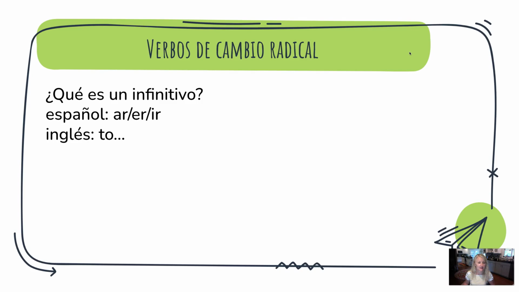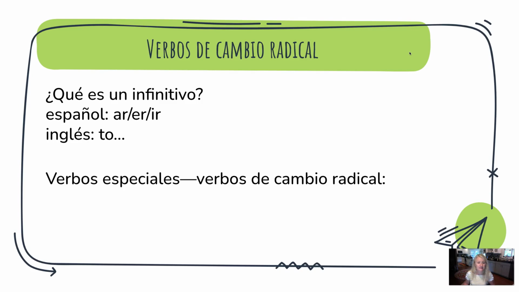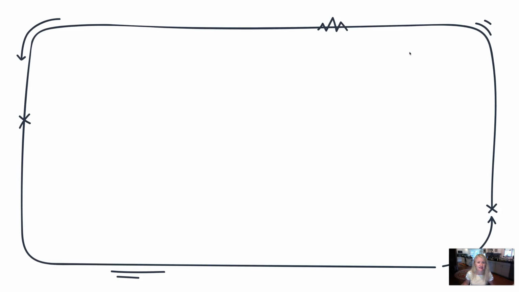Those are all infinitivos. And for the purposes of this lesson, we're going to be really focusing on some verbos especiales, which are verbos de cambio radical, stem changing verbs. And there are three types. We have E to IE, we have O to UE, and we have E to I. So we'll be learning about those in this presentation.